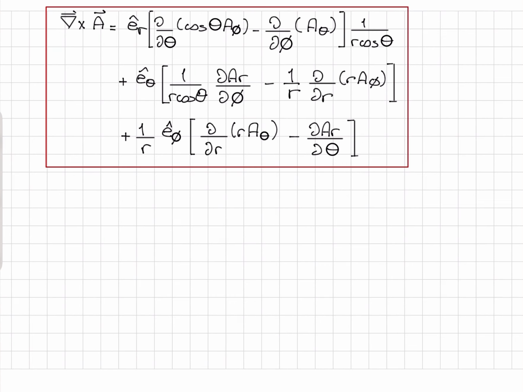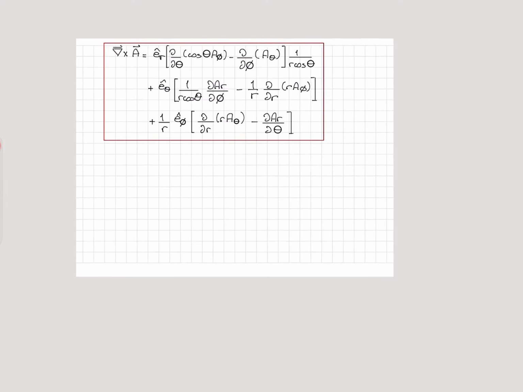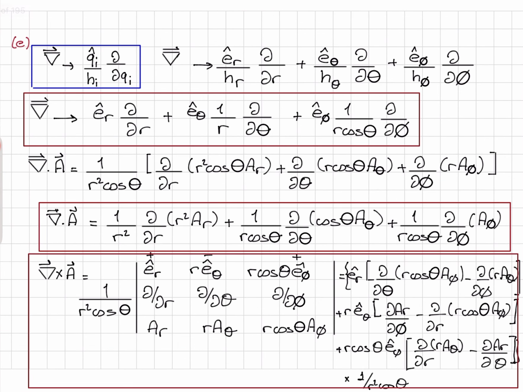All right. So let's review what we did here. For the gradient operation, we have qi hat over hi del del qi, which means we have to write the unit vectors in the new coordinate system, divide them by the scale factors, and take derivatives with respect to the individual coordinates. So er hat over hr del del r, hr is 1. E theta hat over h theta is r. E phi hat over h phi is r cosine theta. So that's what I substitute here. This gives me the gradient.